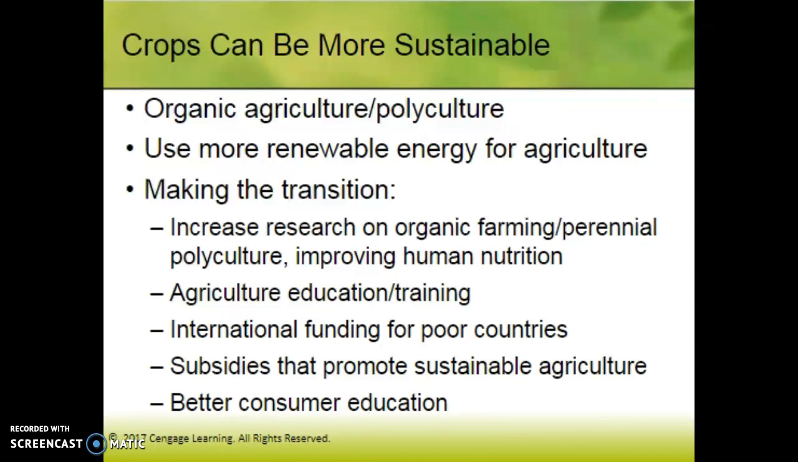Our crops themselves can be more sustainable. So we can do organic ag and polyculture. We can use more renewable energy for agriculture. So use one of my favorite farms near my home. All of their farm stuff, their outbuildings and all that kind of stuff, is powered by a water wheel. They have traditional electricity in their home, but all their farm stuff is all powered by an old school water wheel. It looks like it's from like the 1500s.